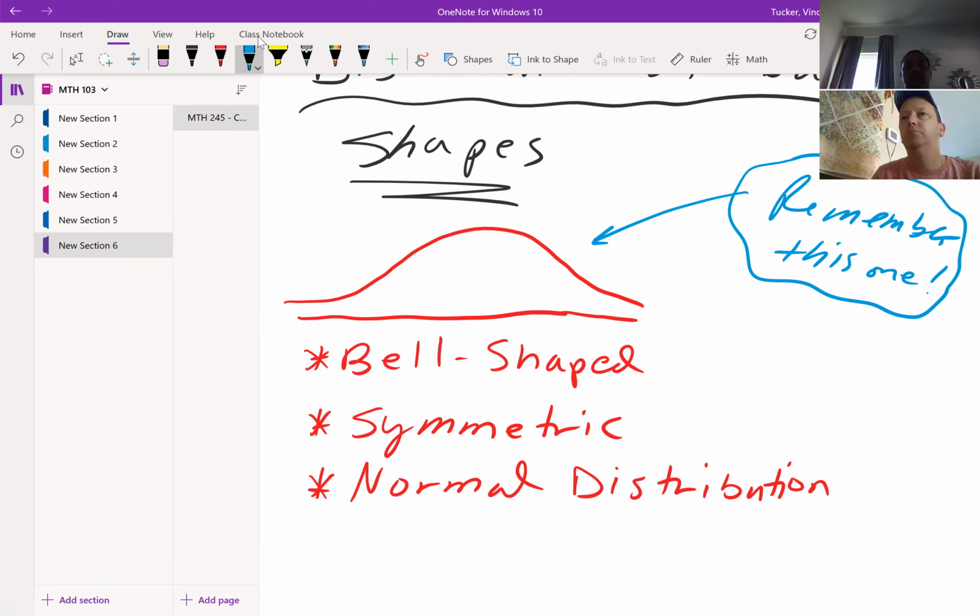All right, so the first shape is your normal distribution. It's bell shaped and it's symmetric. And this is the one you most definitely want to hold on to. This is the shape and the distribution that will continually show up as we progress throughout the course. So your bell-shaped distribution, your normal distribution, is the one you most definitely want to remember.